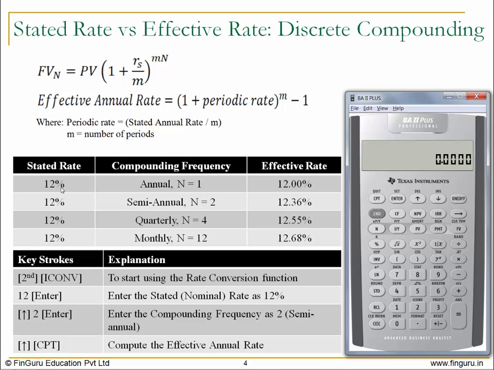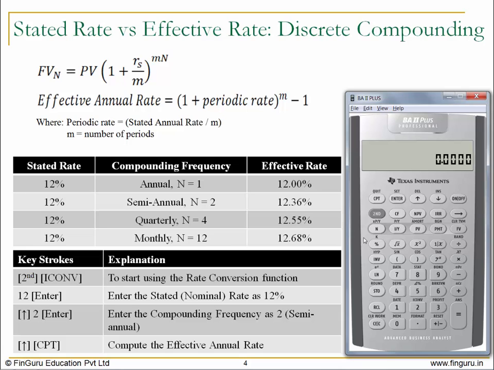So we have the stated annual interest rate given to us as 12%. The compounding frequencies are given to us as 1, 2, 4 and 12, and accordingly the effective annual interest rates have already been calculated. In the table below you will see the buttons to be pressed to calculate the effective annual rate given the stated rate. So let's try it out.